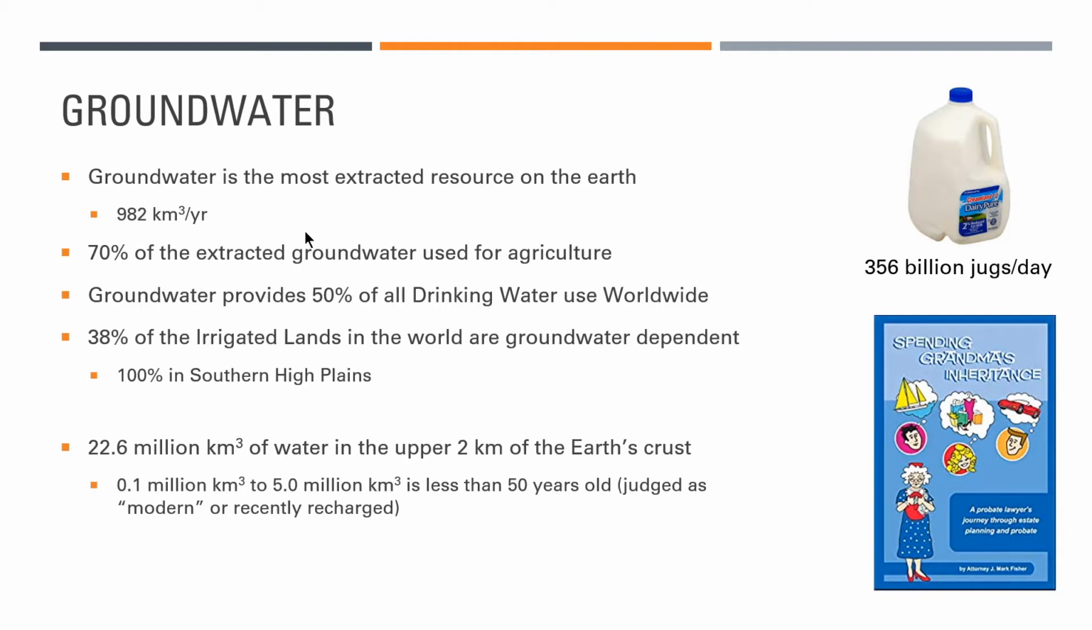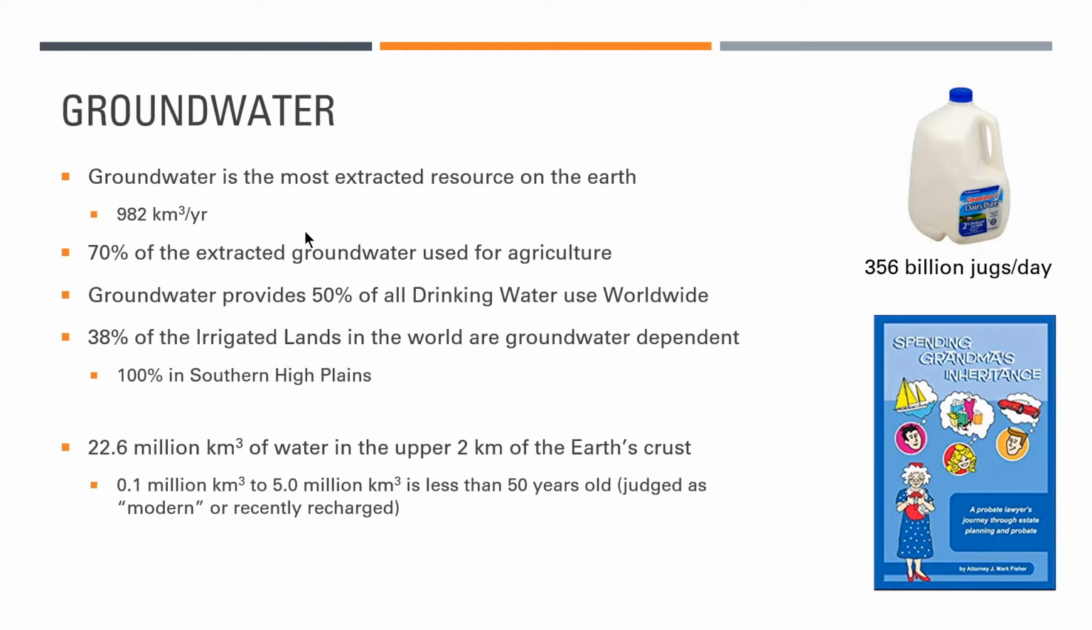Groundwater also provides about 50% of all the drinking water used worldwide. About 38% of the irrigated lands in the world have some sort of groundwater infrastructure or are groundwater dependent. When it comes to the High Plains, we don't have reliable surface water sources, so most of our water tends to be groundwater. So almost 100% of our irrigated land is irrigated using groundwater.